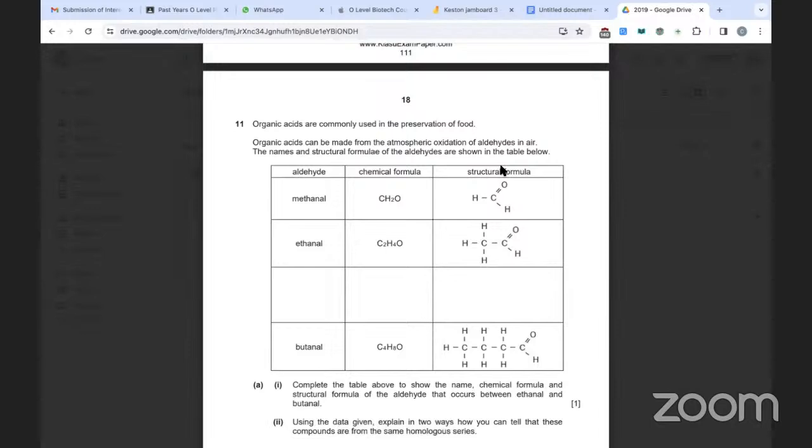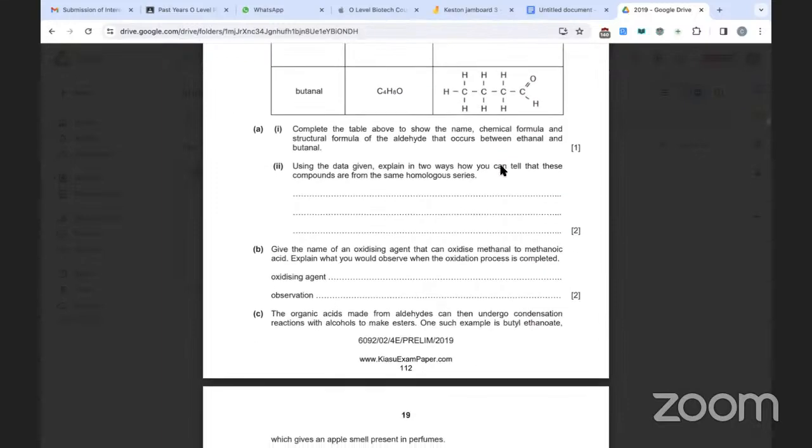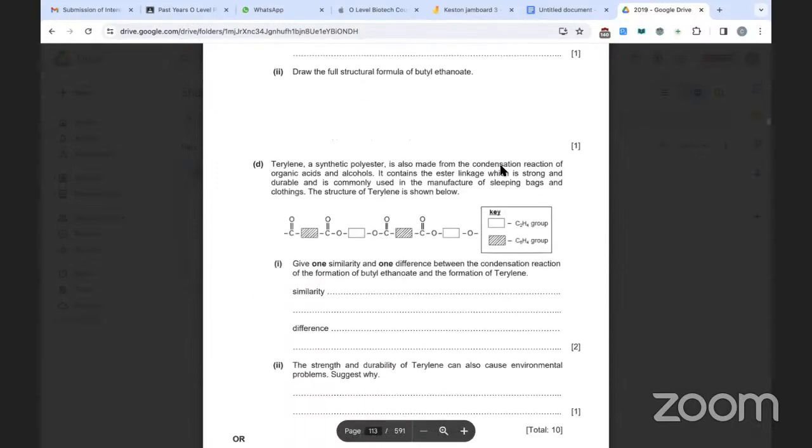Keston, since we're still training, when you read and you don't understand something, maybe you can confirm with me first. That also helps me understand how you think.